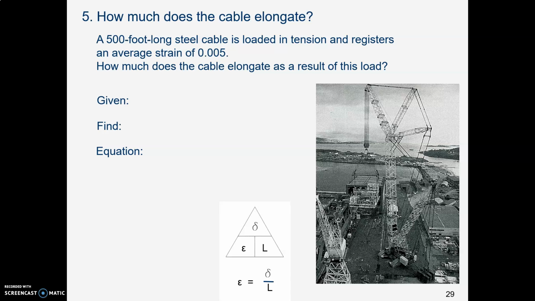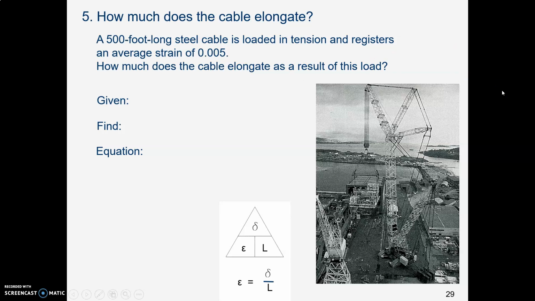Finally, last question. A 500-foot long steel cable is loaded in tension. Well, that might be a great big tower crane at a dock with a big old heavy load hanging from it. So the cable is 500 feet long. It's loaded in tension, got a tension force. It registers a strain of 0.005. How much does the cable elongate as a result of this load?